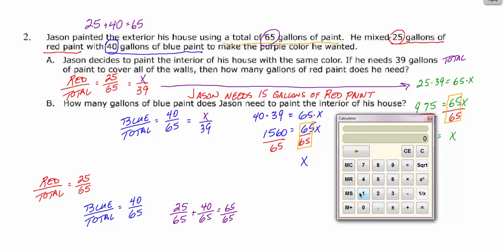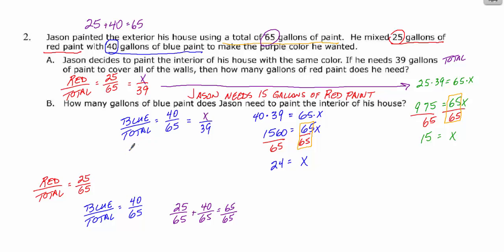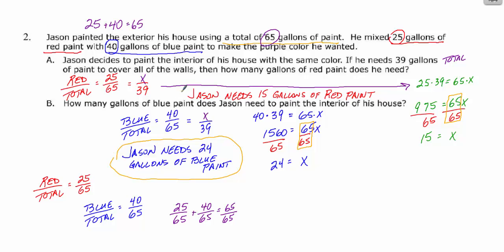Let me clear this up. Let's do 1560 divided by 65 equals 24. So Jason needs 24 gallons of blue paint. All right, so 24 gallons of blue paint and 15 gallons of red paint.